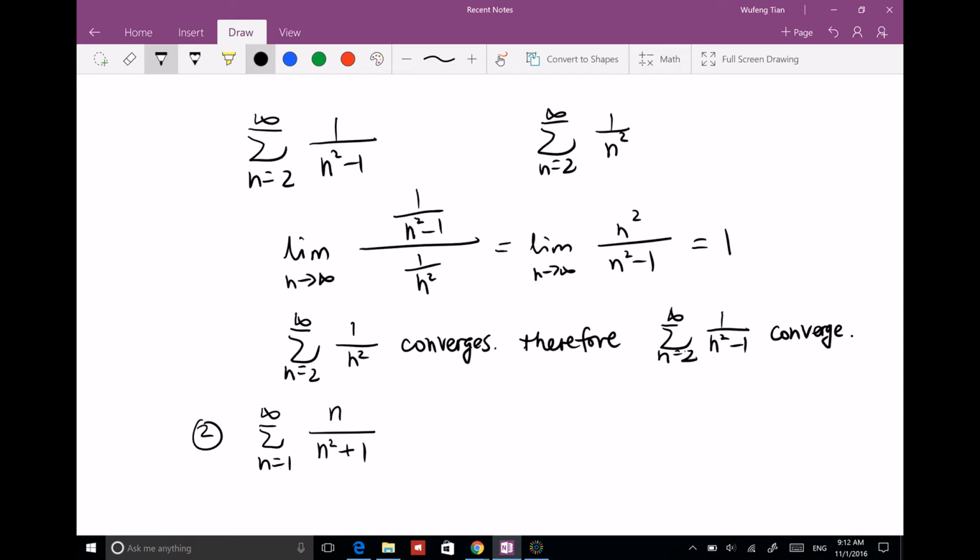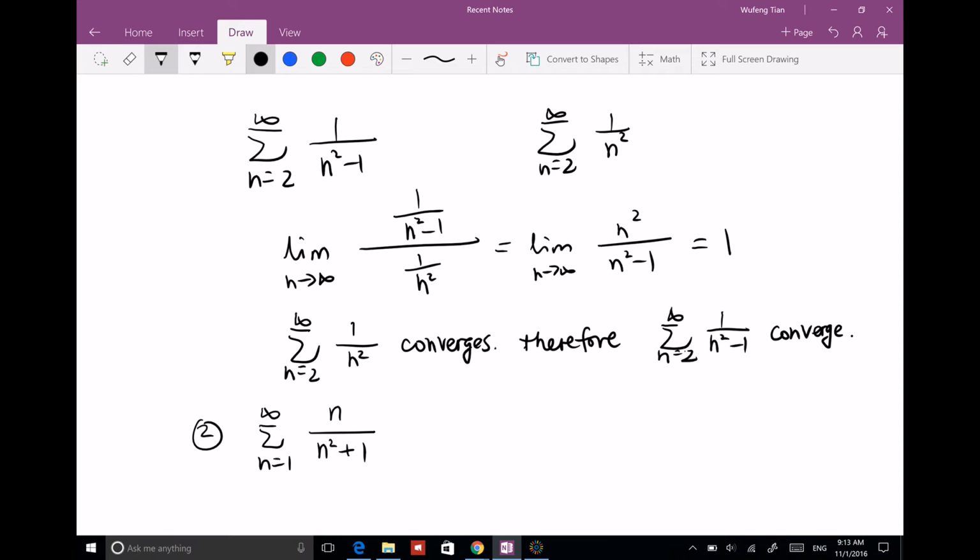Could you please tell me if this one converges or diverges? Can anyone tell me if this one converges or diverges? Diverge. Why?